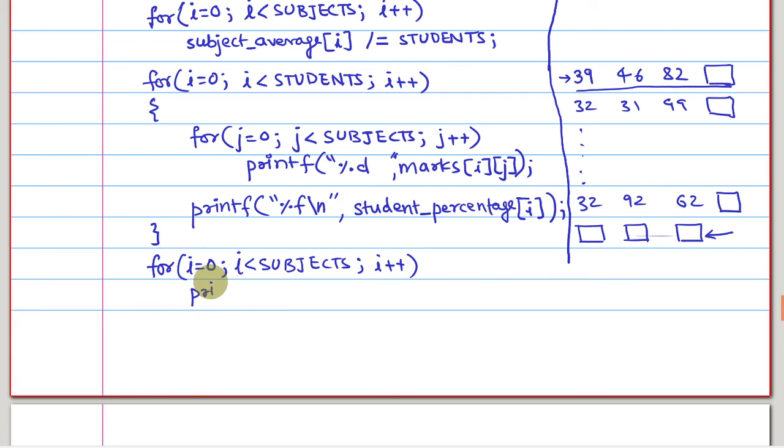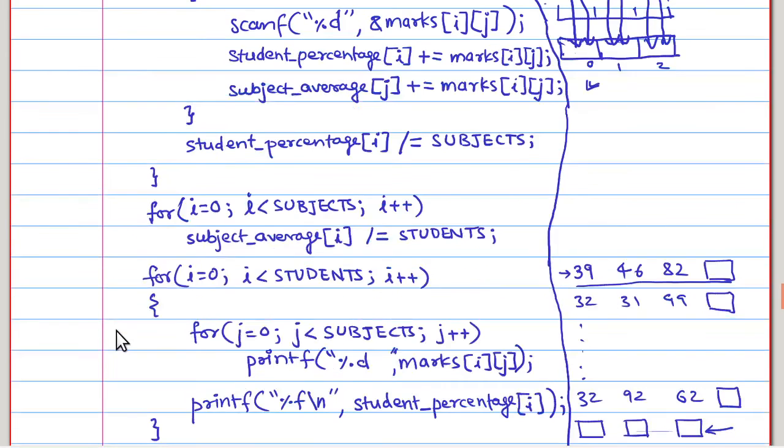So printf, and we know that this average is also a floating point number. So percentage f, some space for this, and the name of this is subject average. So we will have subject average at index i. We will print that for each of the subjects, and then this will be printed for 3 subjects, right? With this we have got the output that we wanted. So with this our program is over.